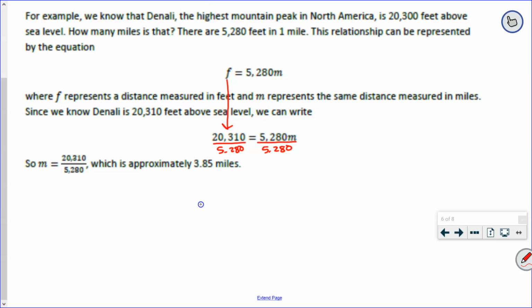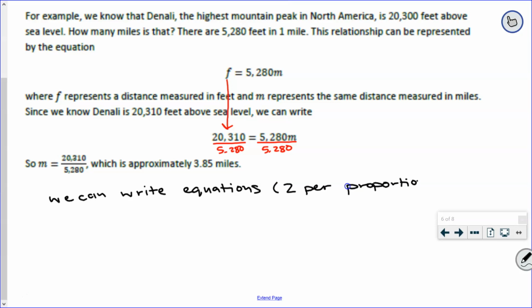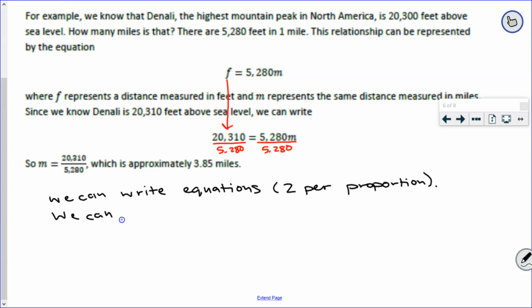So here's my summary for this. We can write equations, and I want you to add this to that summary wherever you can squeeze it in. We can write equations, there are two per proportion. We can use those equations to solve the problems.